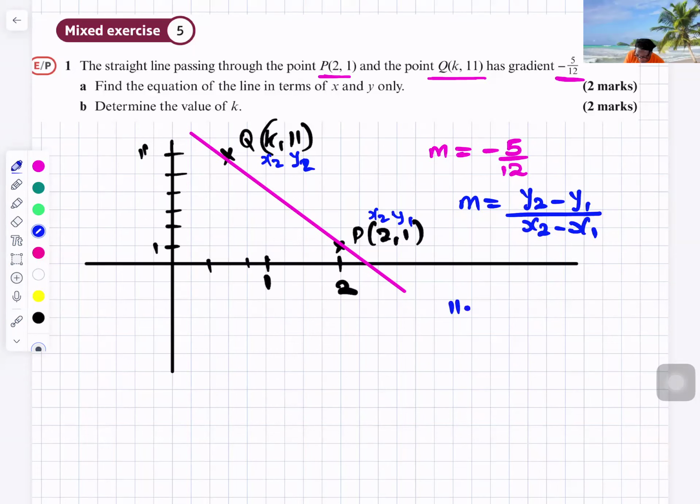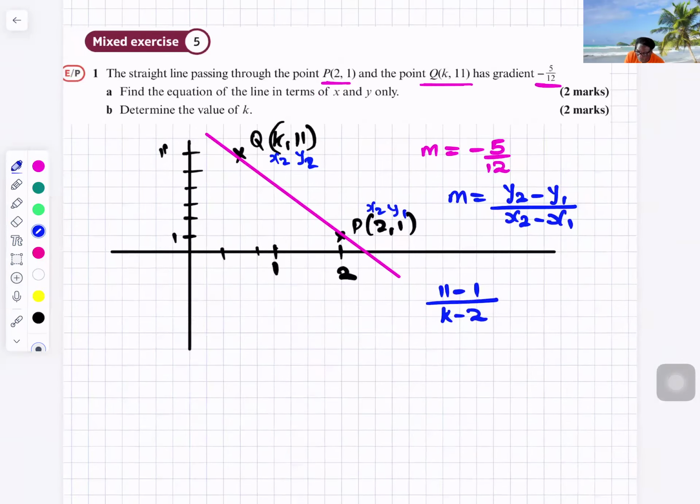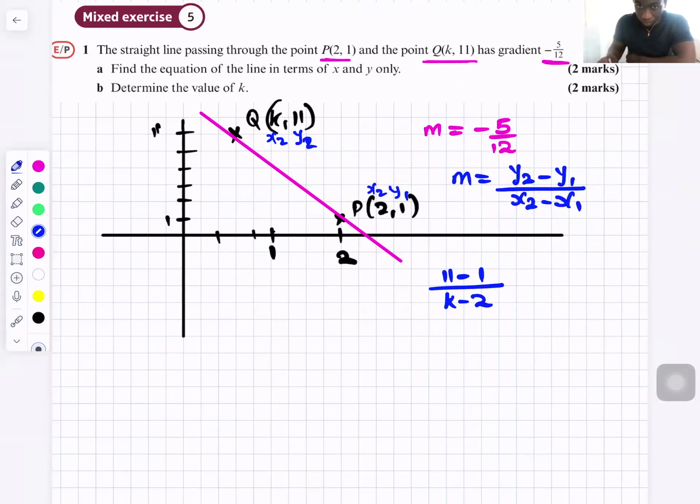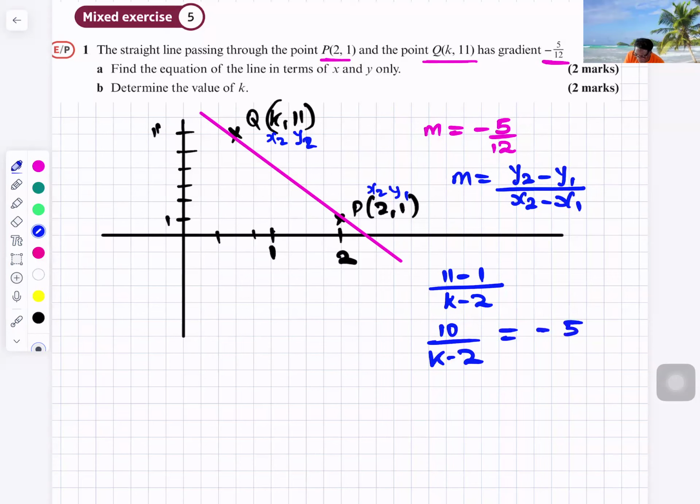So 11 minus 1 over k minus 2. What do I do next? Well, if you know the top equals 10, then you know the bottom must equal minus 24. So it's 10 over k minus 2 is equal to minus 5 over 12. You know how to solve that equation? Yeah. What do you do to solve it?